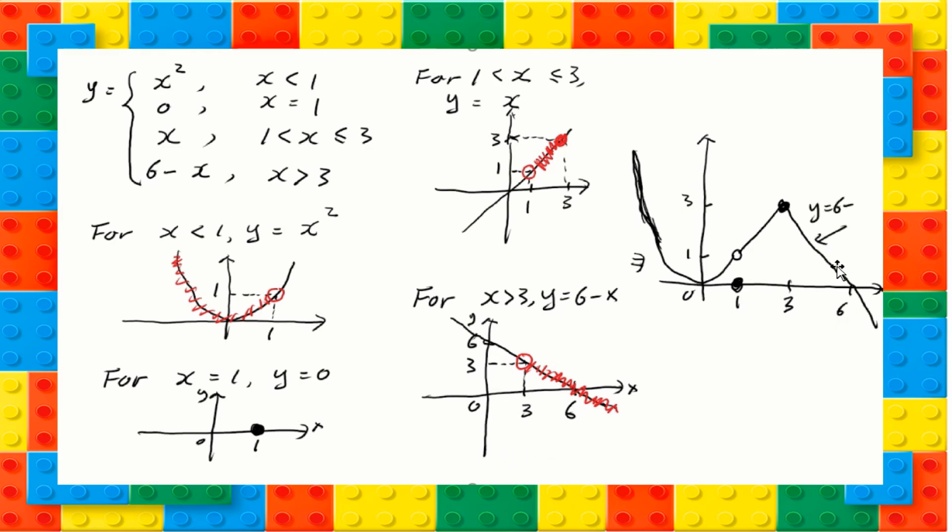So now we label the graph. This is y equals 6 minus x. This is y equals x. Then this is y equals x power 2. So now this is the final graph for this piecewise function.